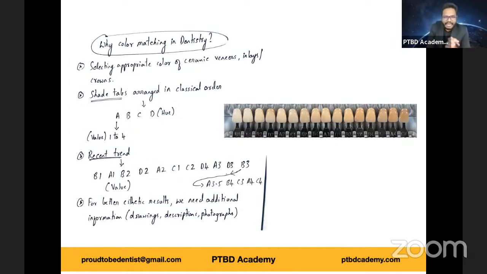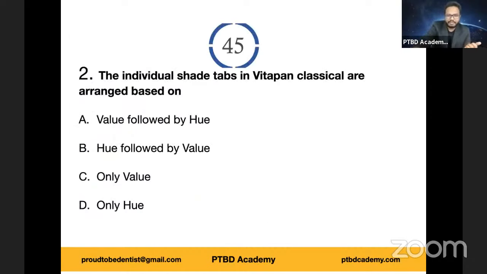Now let's move on to the next question. So I'm restarting the timer now. The individual shade tabs in Vitapan Classical are arranged based on, in fact, I've given you some hints prior. So let's see how many of you are going to answer it right. The individual shade tabs in Vitapan Classical are arranged based on value, based on hue, or based on value followed by hue, or hue followed by value. So which one do you think is more appropriate answer? You should be able to answer it in a matter of few seconds, since we have been discussing the same from the morning session.